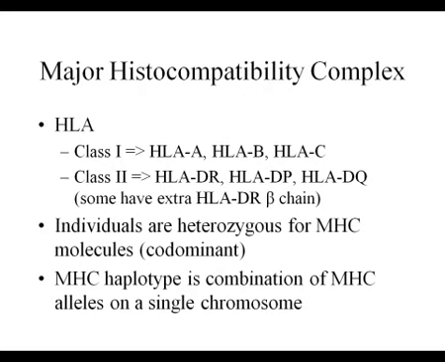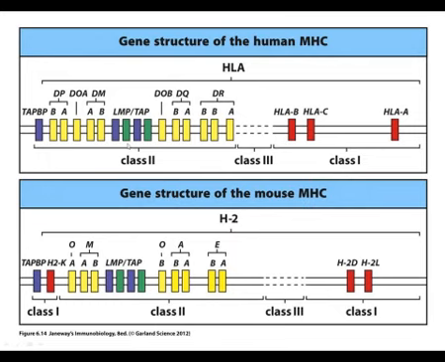Right, so all individuals are heterozygous for MHC molecules, but they're all co-dominant. So your HLA-A from mom and HLA-A from dad are both going to be expressed. So they're co-dominant. And there's something called a haplotype. Your haplotype is that set of MHC alleles on a single chromosome. So everything you inherited from mom is one of your haplotypes, and then you'll have a haplotype from dad, everything on a single chromosome.